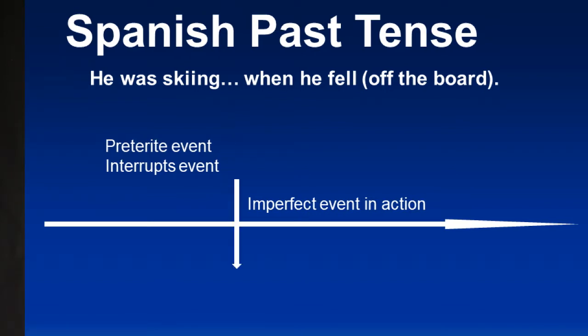And then we have a preterite event that interrupts our narrative. The narrative being in the imperfect, the interruption is a single action that happens to that narrative, and that would be in the preterite tense. It kind of interrupts this narrative that we're describing.